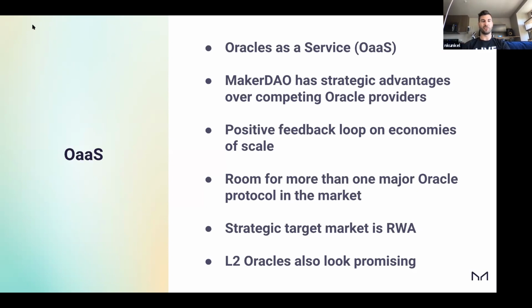Right? There's also a positive feedback loop here with economies of scale, right? If we're spending X amount on an Oracle anyway every year, just to support a collateral type, the more external parties we can get to use that Oracle and start paying for that Oracle, the more we either A, subsidize our own costs, or B, actually start generating profit on top of our costs.